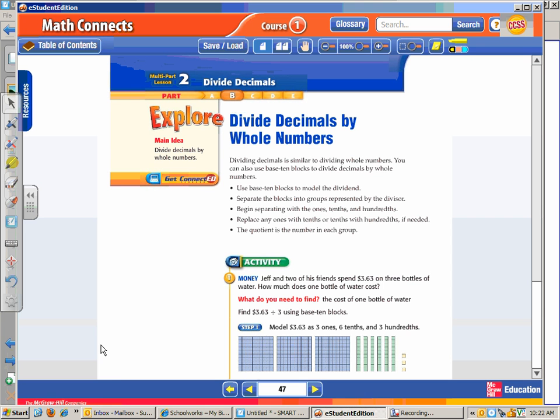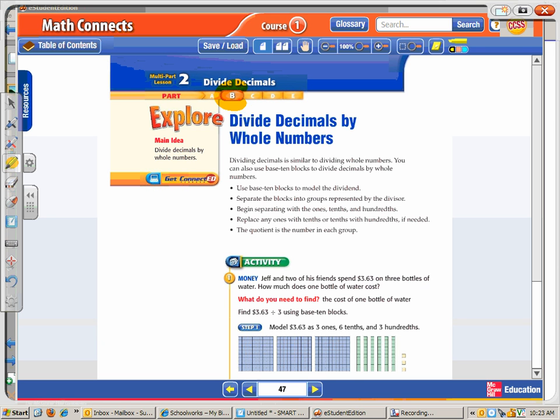All right, course one, chapter one, we're in lesson part two, and we're in part B of that lesson. Tomorrow when you come to class, we're going to be having some fun with base 10 blocks. We're just going to explore dividing decimals by whole numbers. We're going to take story situations and use base 10 blocks all day to complete some work and get pretty comfortable with what's happening with division and with decimals. All right, so let's take a brief look at this.